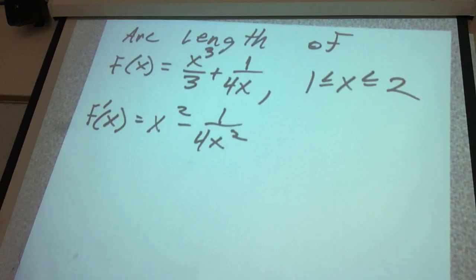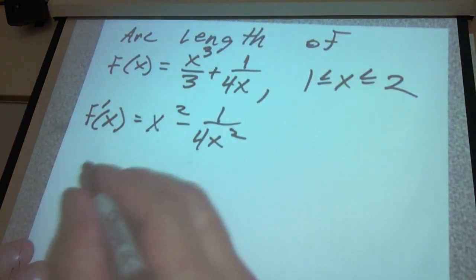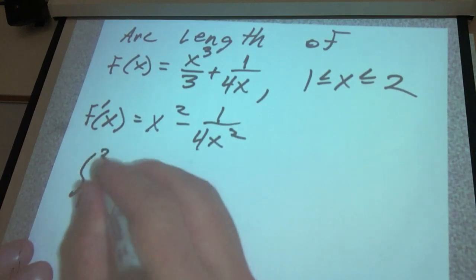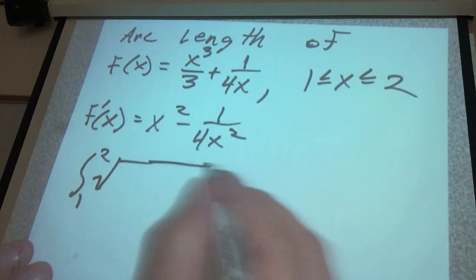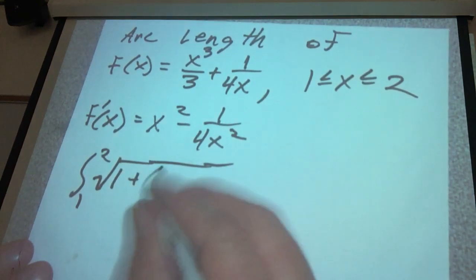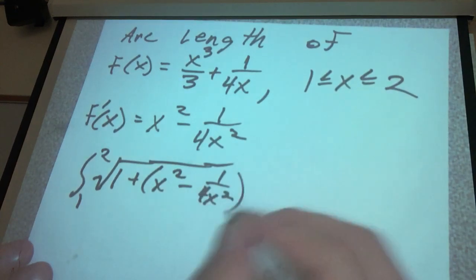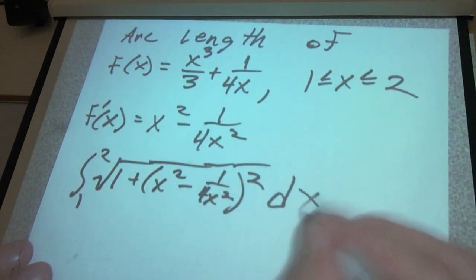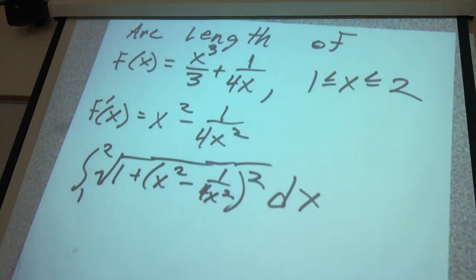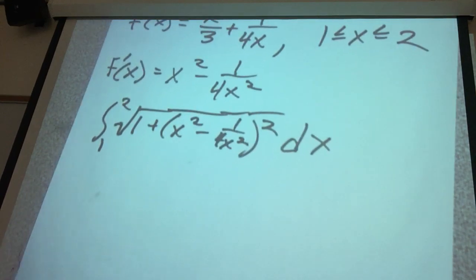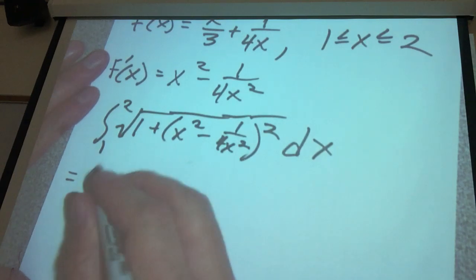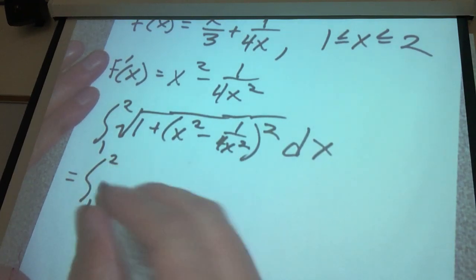And now we're going to use the formula, which would be the integral from 1 to 2 of the square root of now 1 plus x squared minus 1 divided by 4x squared squared, and this is going to be an integral with respect to x. Right? Okay. So from this one, let's go ahead and let's square it. So that's going to equal the integral from 1 to 2 of the square root.